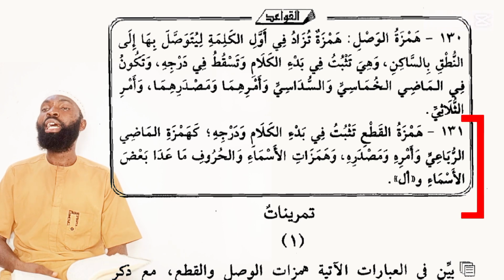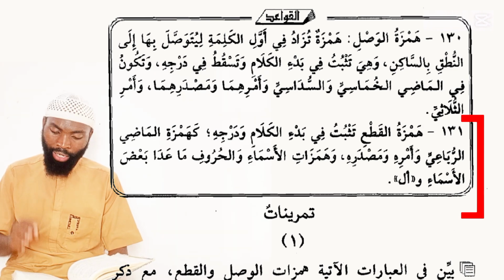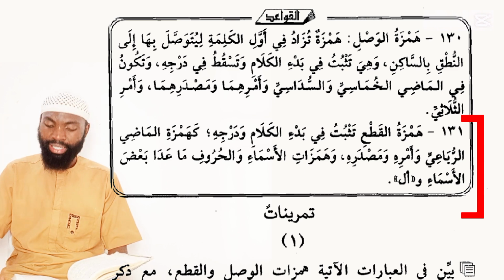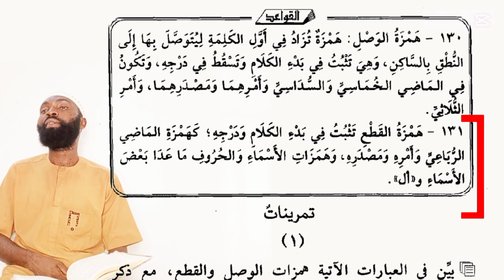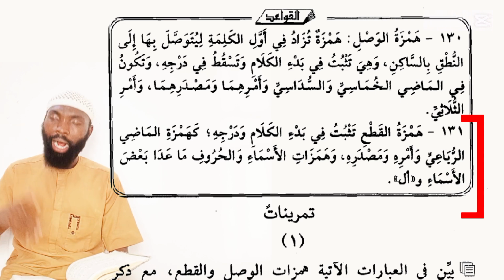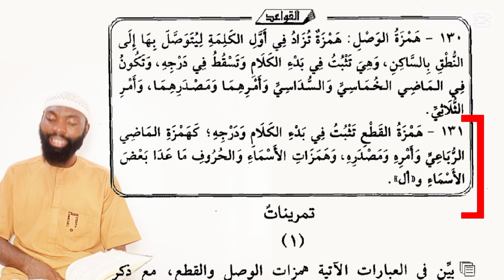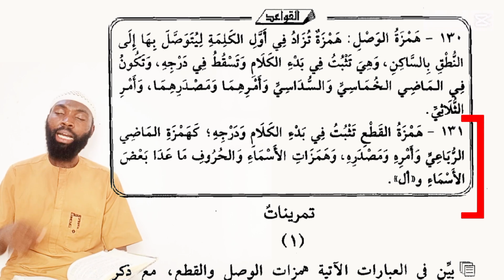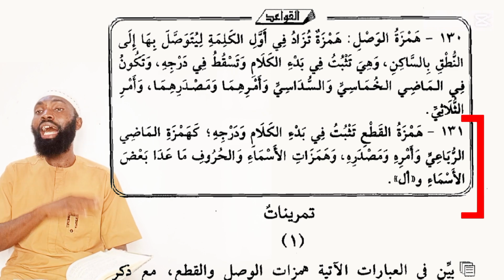Number 2, hamzatul qata'. As for hamzatul qata', tathbutu fi bad'il kalami wa darji. This type of hamza will appear and remain pronounced at the beginning of a sentence and even in the middle when it is joined. Ka hamzatil madi, just like the hamza of the past tense verb of ar-ruba'i, the 4 letters, wa amrihi, the command tense, wa masdarihi, and even the masdar. Wa hamzatil asma, and the hamzas of nouns, wal huruf, and particles, ma ada ba'dil asma'i wa al, except some nouns and the word al, are considered as what?